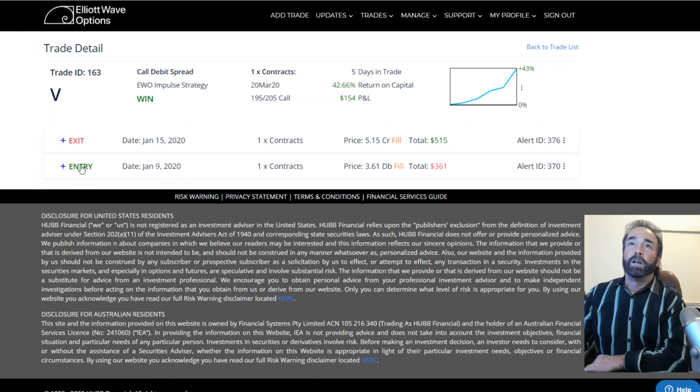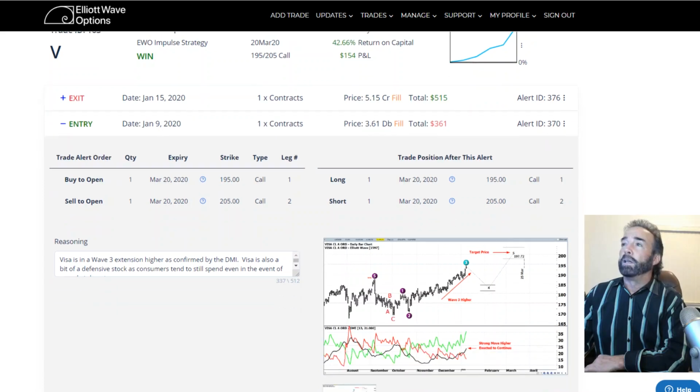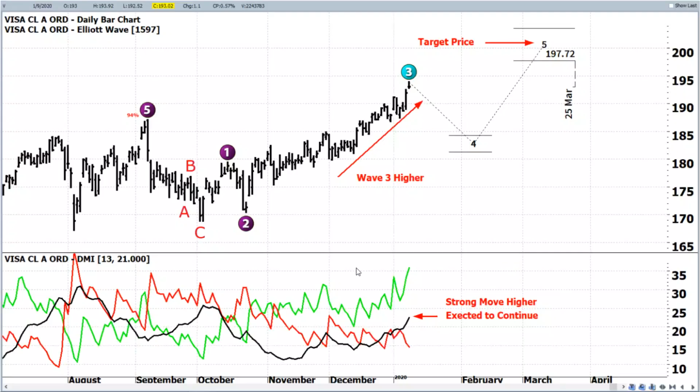The entry was on January 9th. And so we can see that the chart setup here was a wave 3, so a good impulse. A lot of people in the world of Elliott Wave say stay away from the wave 3. I say why? It's the strongest wave. Why do we want to stay away from that? When we have an opportunity, let's take advantage of it. So we've got a good impulse.